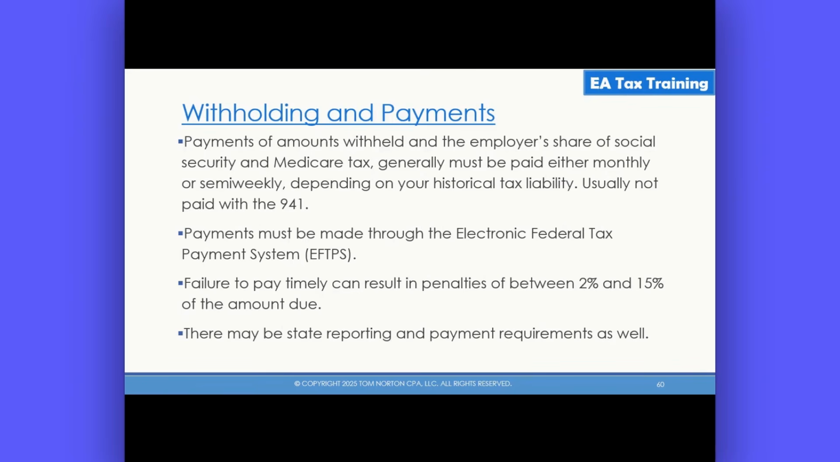If you do not pay in a timely manner, you can have penalties that range between 2% and 15% of the amount due. And then you'll also want to remember that there may be state both reporting and payment requirements as well. Those aren't tested on the EA exam, but you want to remember that you may have state requirements along with your federal requirements.